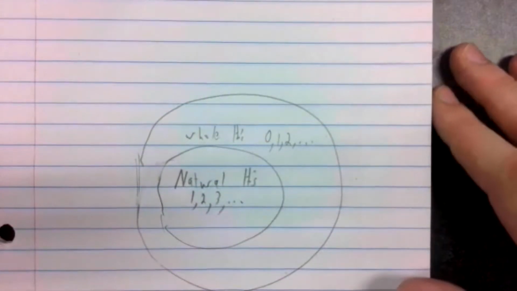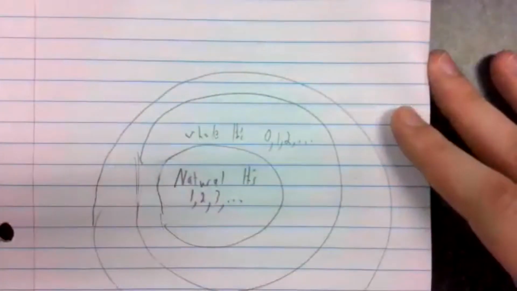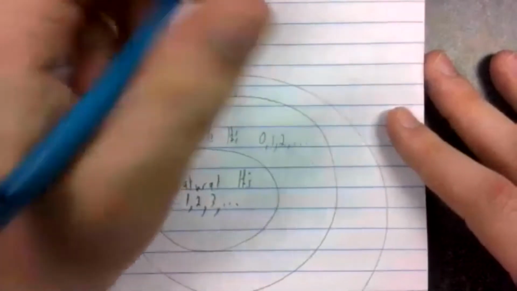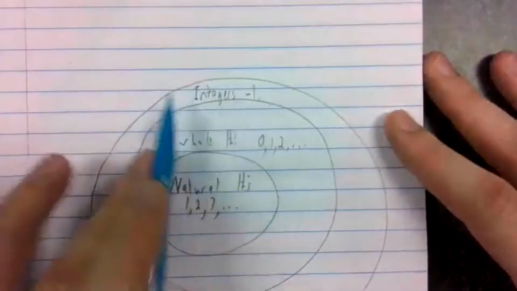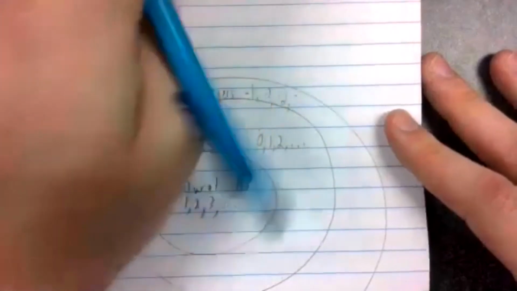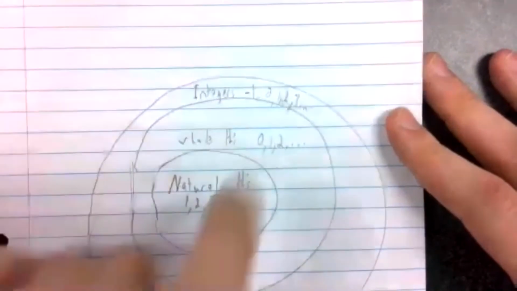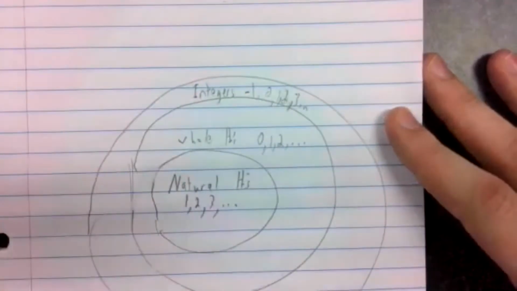Okay, so the next one that we'll move on to, the next bigger circle, is going to be your integers. So your integers are your negative numbers. So -1, -2, and so on that way. And then 0, 1, 2, 3, and so on. Right? So your integers include all your whole numbers, and now we have all the negatives as well.